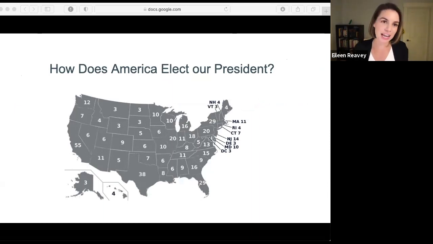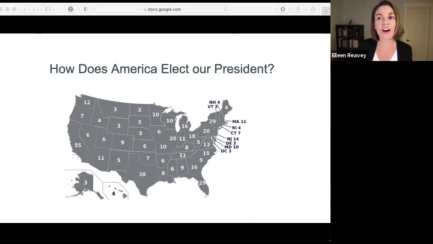On election day, you and I cast our ballots for the candidates of our choice, but the real vote for the president is when electors meet in December and cast their ballots. So that vote hasn't happened yet. Ultimately, 538 electors cast their ballots and decide who the next United States president is.